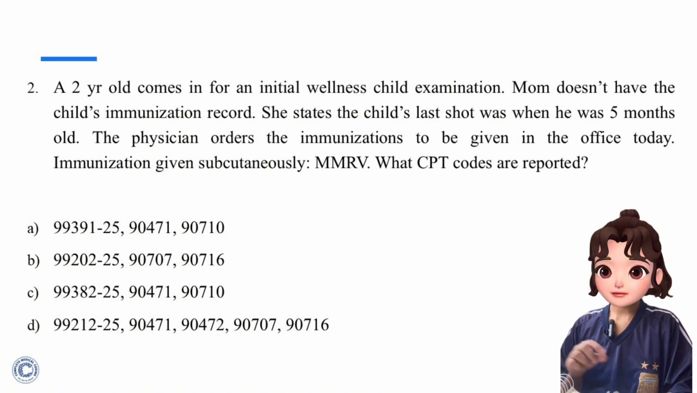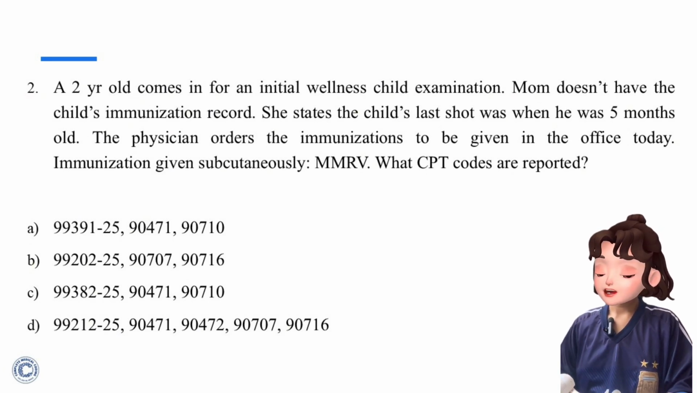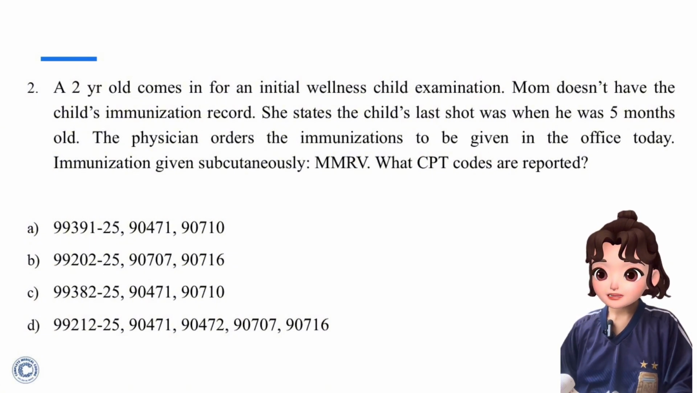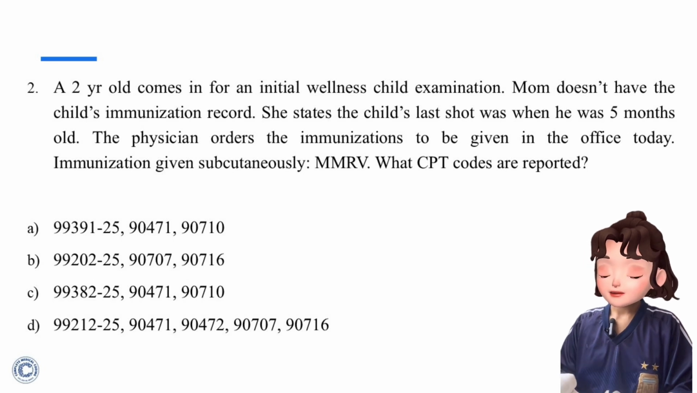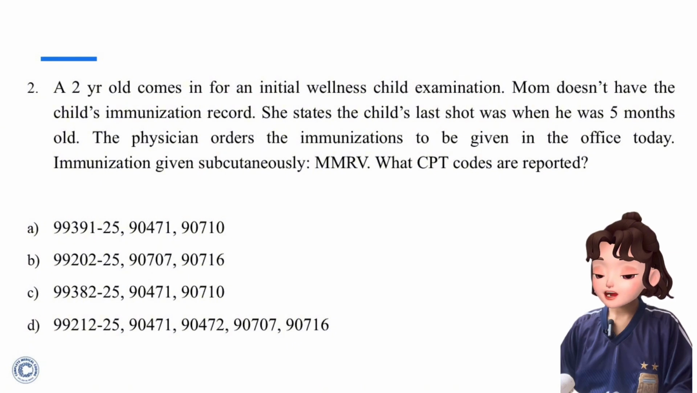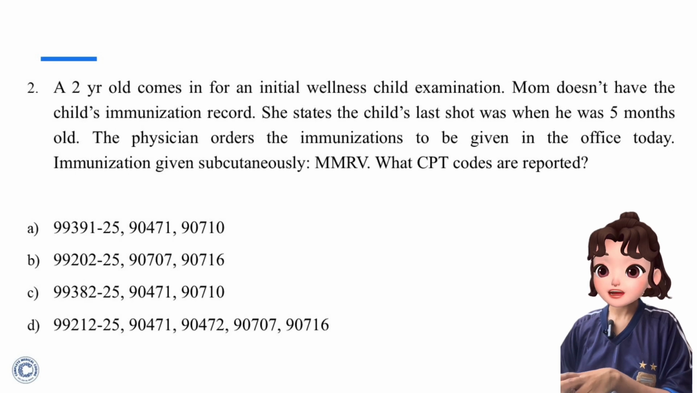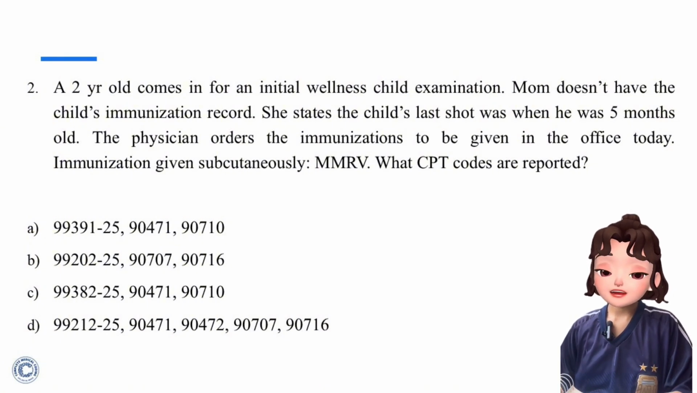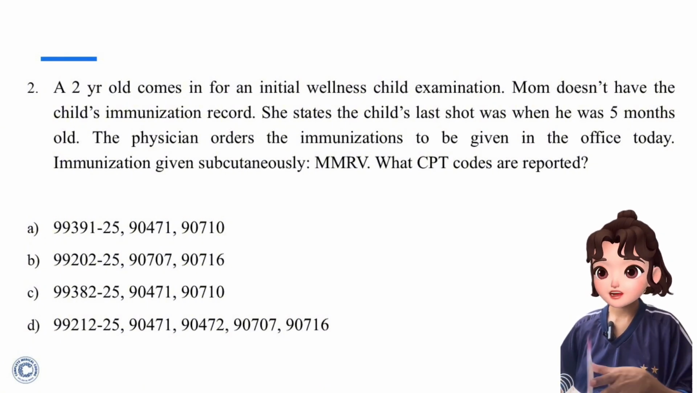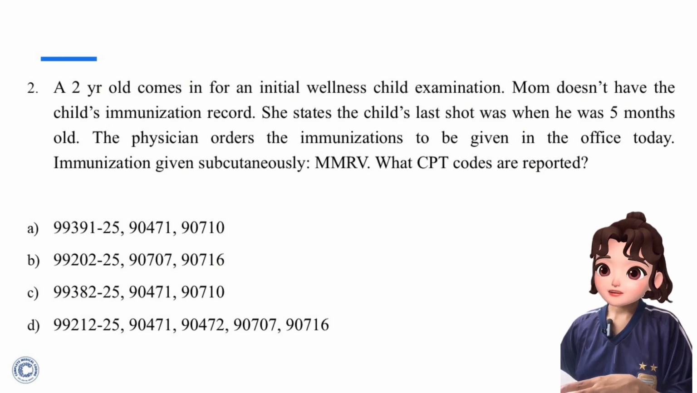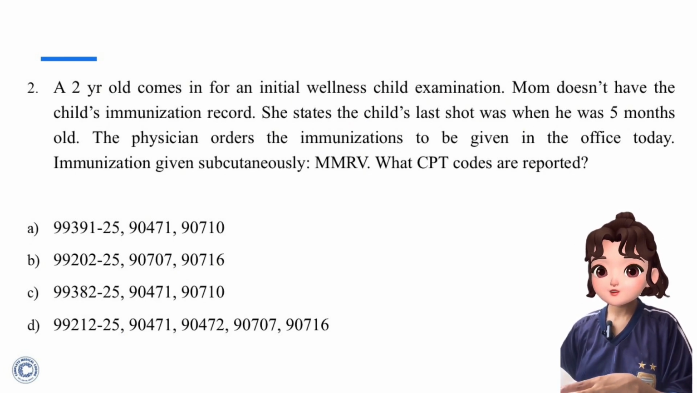Now, if you go to option C, 99382. 99382 is the code for initial comprehensive preventive medicine, for a new patient, early childhood, age 1 through 4 years. So from age 1 to 4, 99382 is the code. Yes, that is exactly the code we need. The child is 2 years old and this is an initial comprehensive examination. The other one, 99391, was periodic, the repeated periodic examination. So that is wrong. So 99382 is the one we need. Just let it be there.